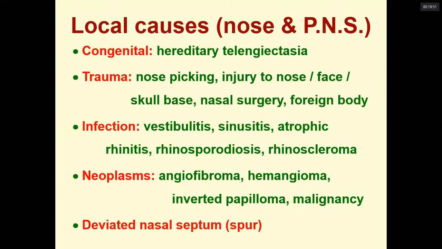Similarly, infection can result in epistaxis, like in vestibulitis, sinusitis, atrophic rhinitis. We'll talk about atrophic rhinitis later on. Rhinosporidiosis and rhinosporidioma. Similarly, neoplasms like angiofibroma, hemangioma, inverted papilloma, and malignancy. And in the last class, we talked about deviated nasal spur, because the mucosa is stressed and exposed to the currents of the air. So there is an increased tendency for bleeding from the spur.